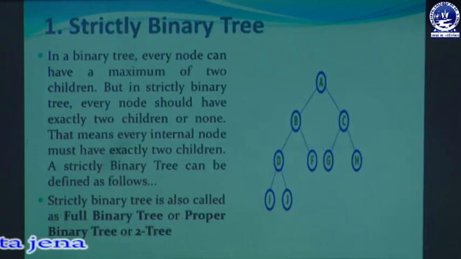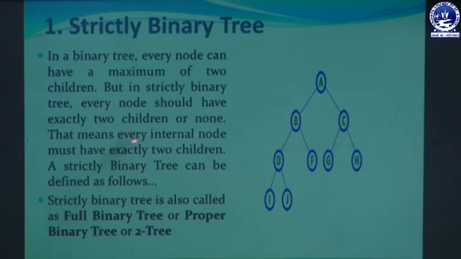Then next we have to know about the variations of binary tree. First we have to know about the strictly binary tree. A strictly binary tree is a binary tree where every node can have a maximum of 2 children. In a binary tree we may have 1 child or a maximum of 2 children, or we don't have any children. But in a strictly binary tree, every node should have exactly 2 children or none. That means we can't take 1 child. Either we take 2 children or 0 children.